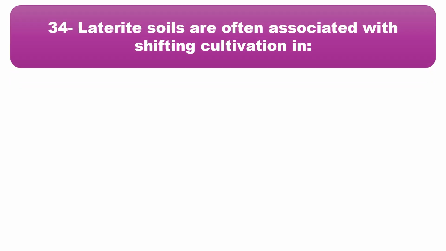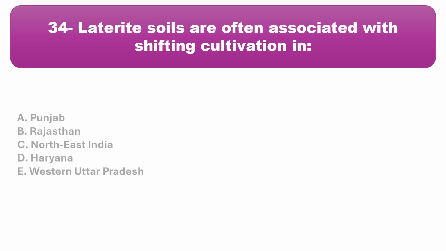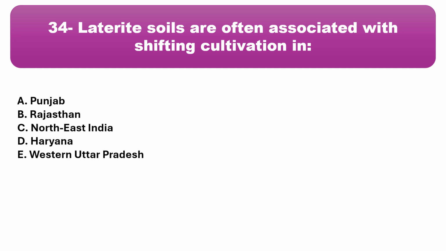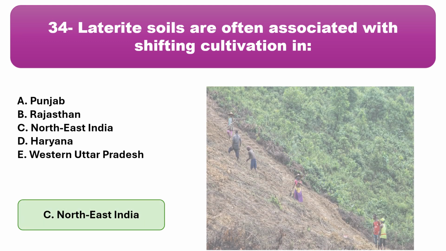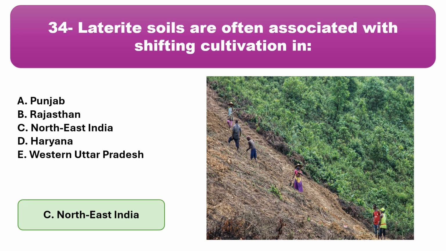Next question. Laterite soils are often associated with shifting cultivation in which parts of India? The options are Punjab, Rajasthan, Northeast India, Haryana, Western Uttar Pradesh. The correct answer here is Northeast India. The laterite soils are often associated with shifting cultivation in Northeast India, and it has different names such as Jhum cultivation, Bodo cultivation, etc.